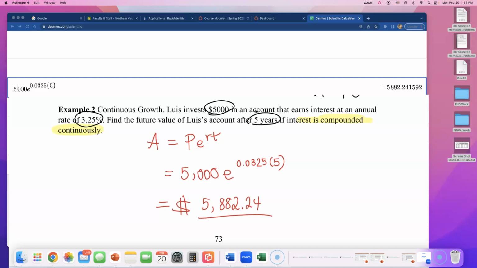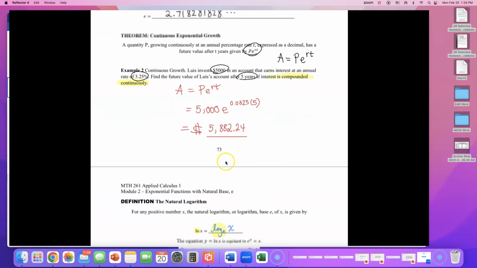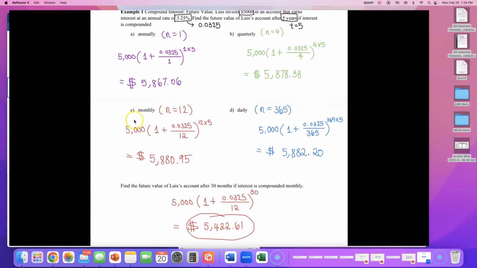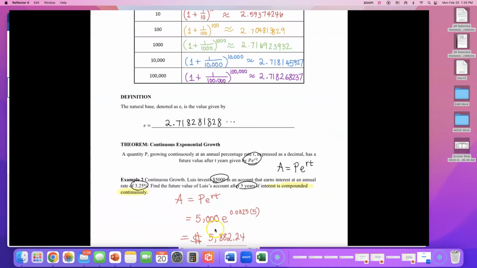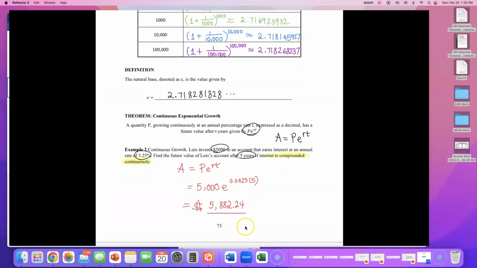So in 5 years, he will have $5,882.24. If you compare this amount to any other amount that you got on page 72 using compounding quarterly, monthly, or daily, this amount that we got down here is actually bigger than any other ending balance. Okay, so that is how you can solve compounding continuously type of problems.